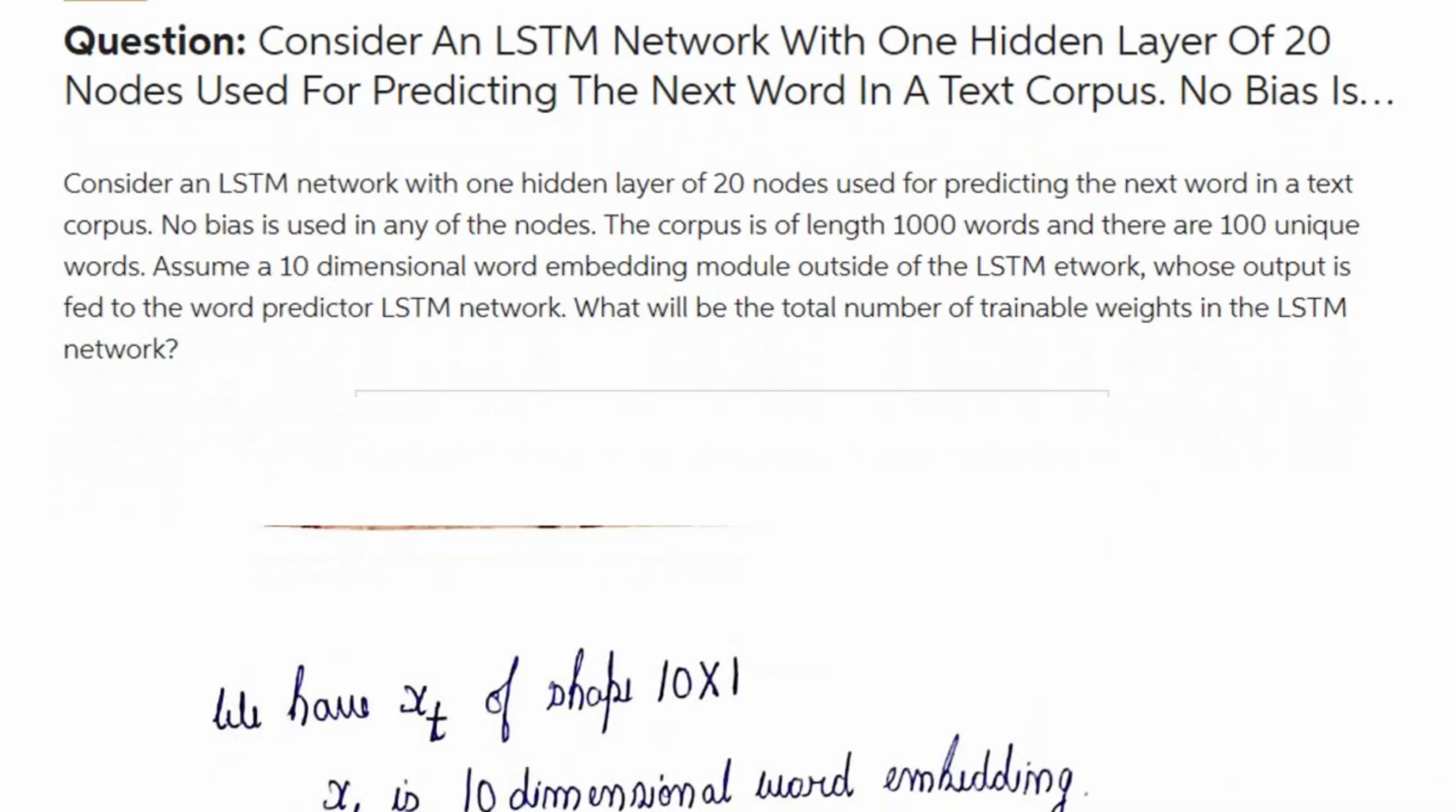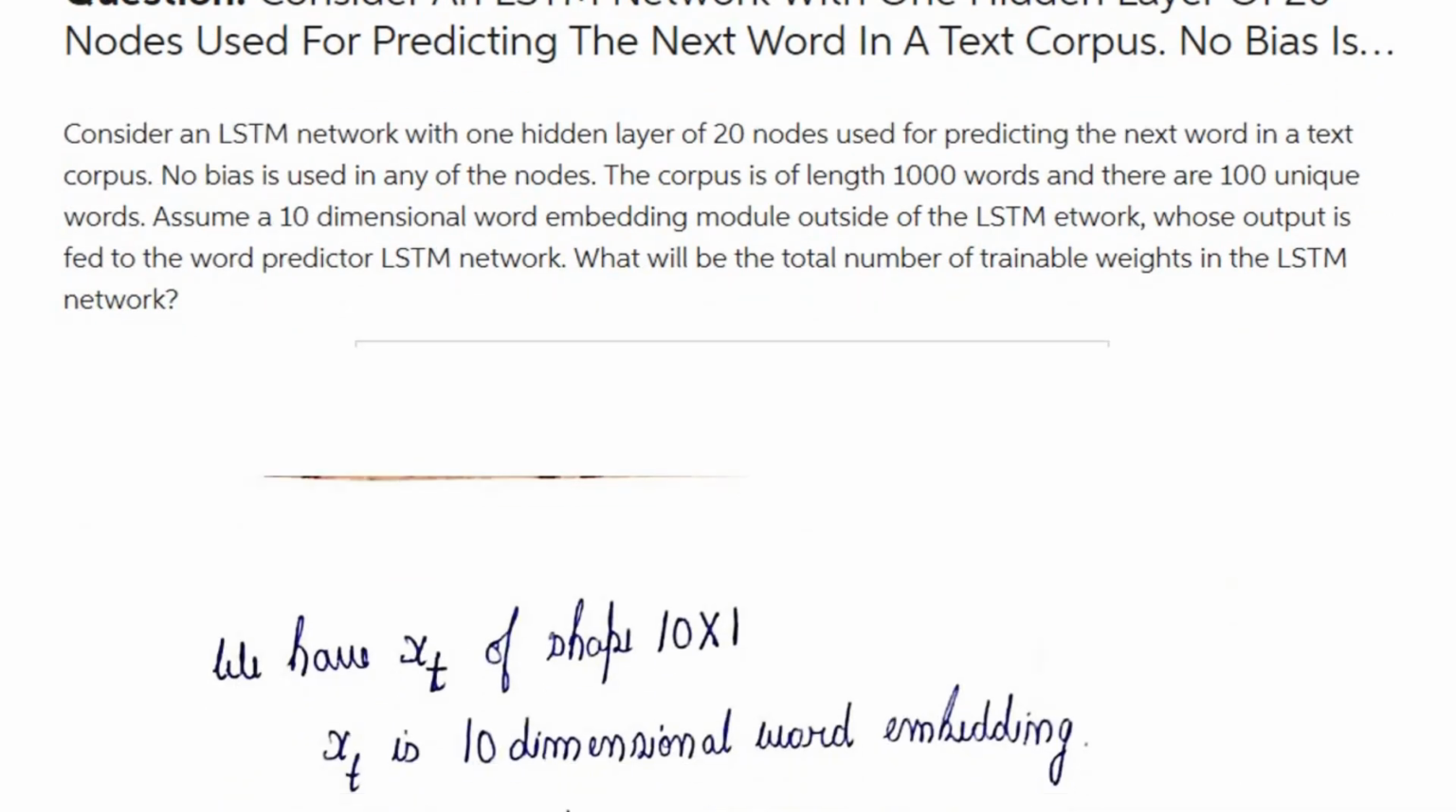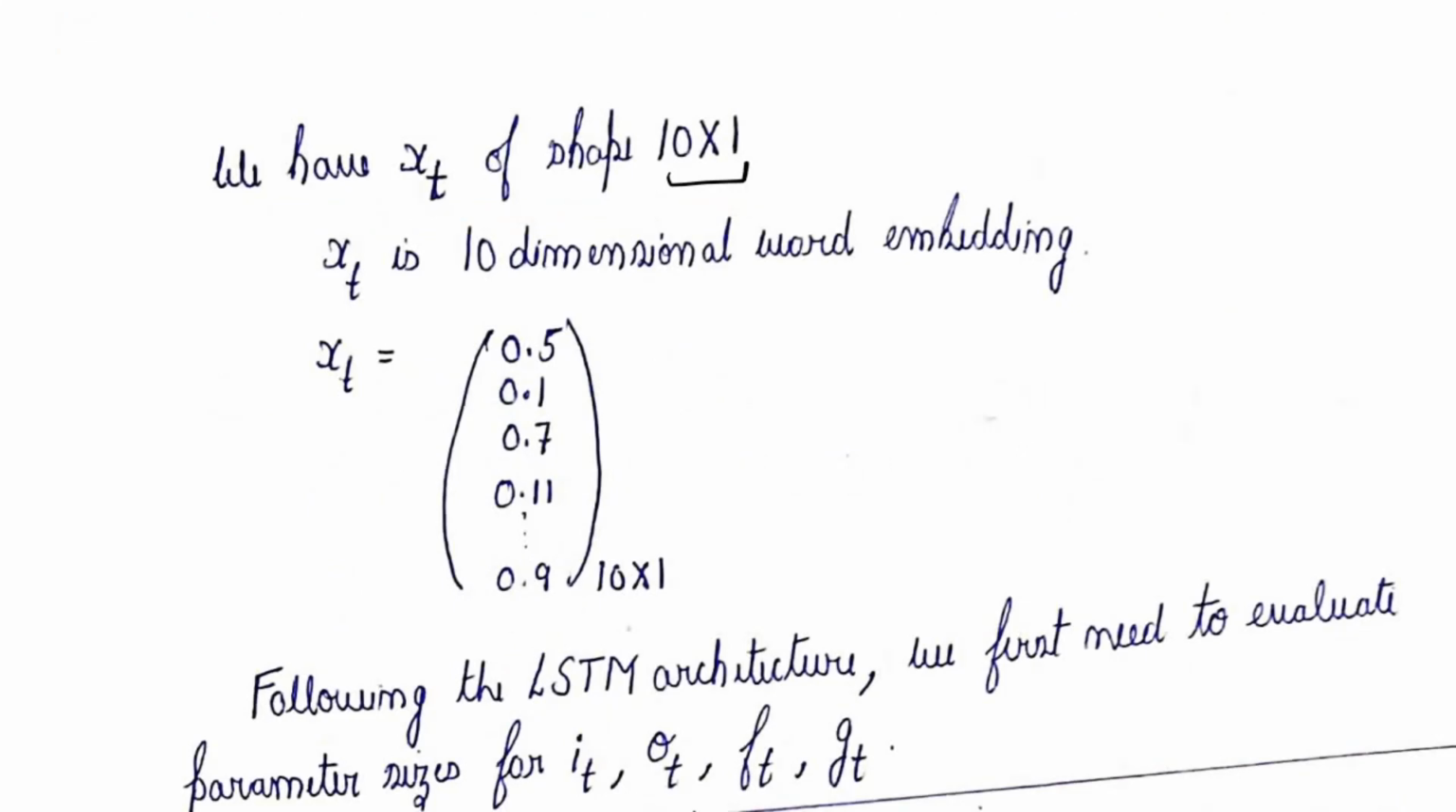So let's look into this question one by one. The first thing we know is that xt is a 10-dimensional word embedding. It is mentioned over here: assume a 10-dimensional word embedding module, which means xt will have a shape of 10 cross 1. And ideally, when you are talking about word embedding, you will get something like 0, 0.5, 0.1, 7, 11, 19, something like this. This is the word embedding, which will go as an input.